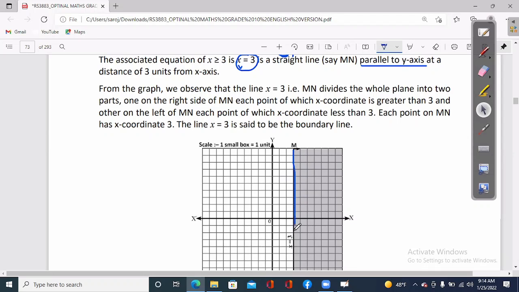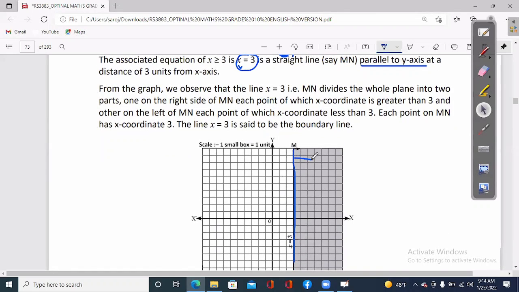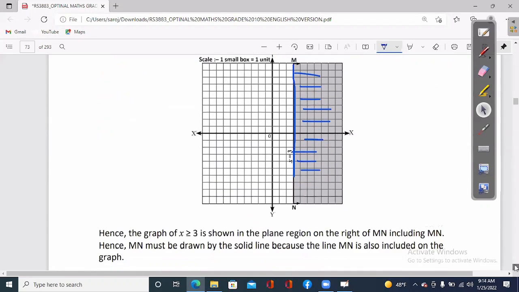Parallel to the y-axis. And if you test the origin, 0 will be greater than 3, which is false. So here, this is the boundary region. This is the way to show.